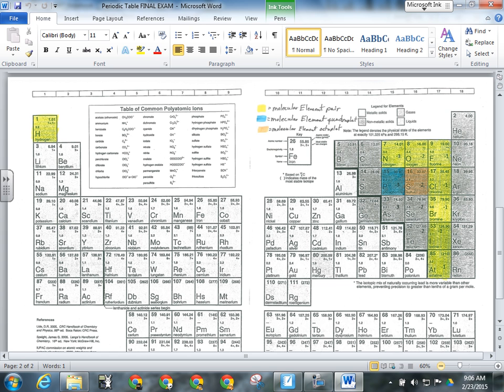Phosphorus is highlighted in blue. When phosphorus bonds with itself, it does that as a group of 4. So when phosphorus is by itself, it comes as P4. And sulfur bonds with itself and comes in groups of 8. So it comes as S8 whenever it is by itself. We call those the molecular elements, because they form molecules with themselves.